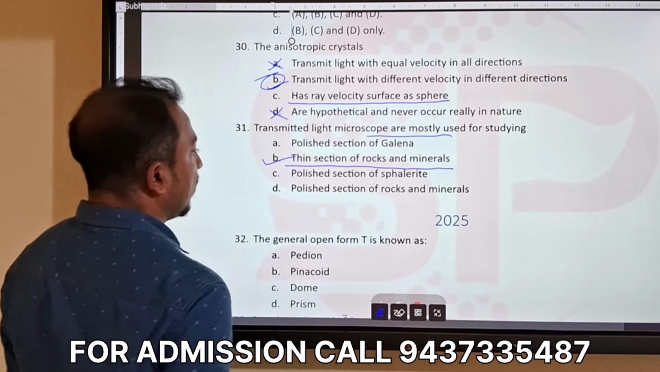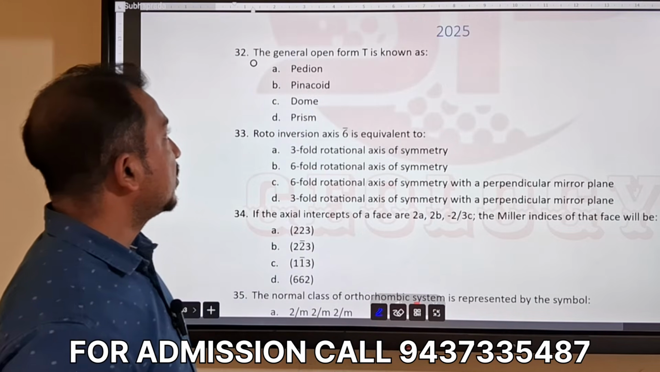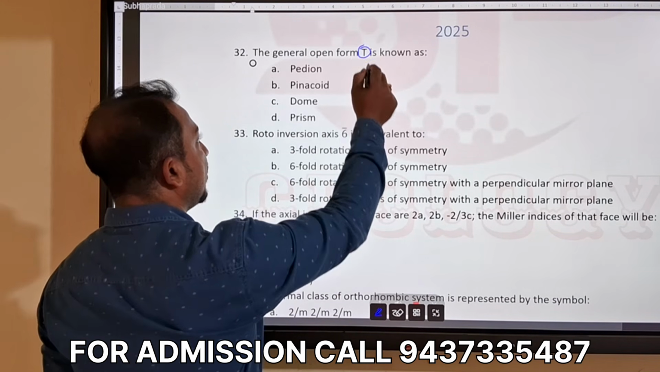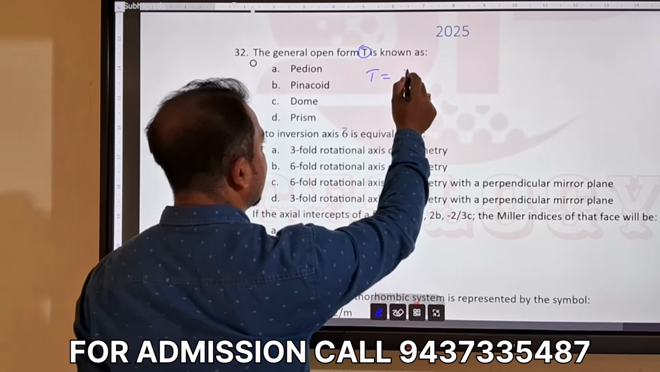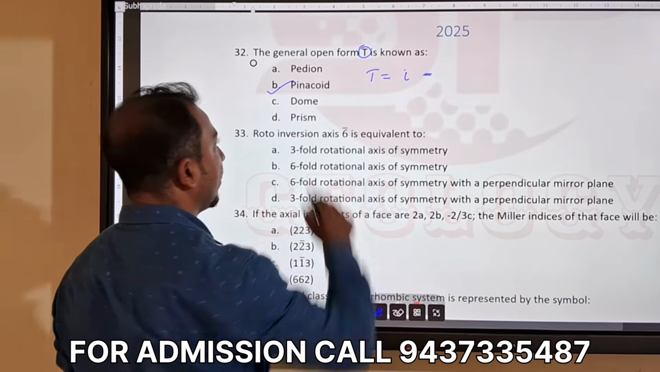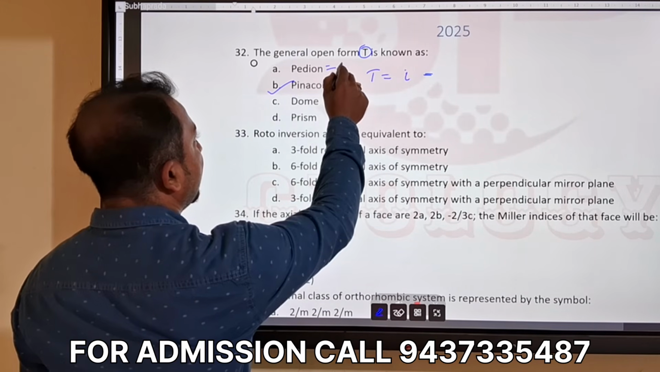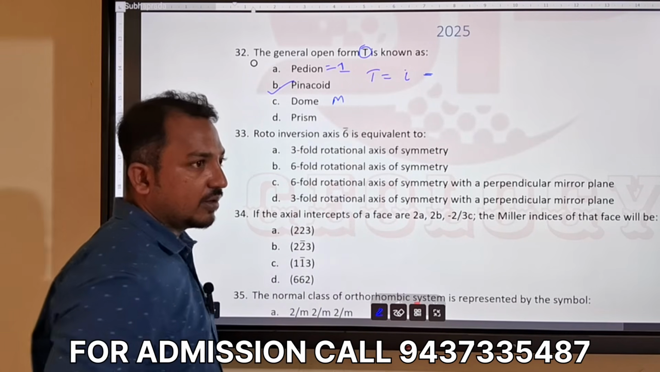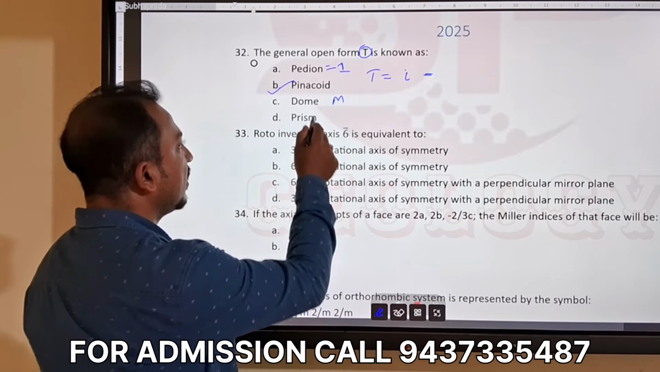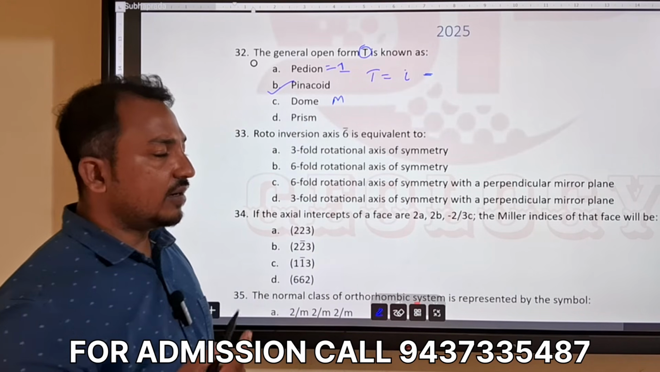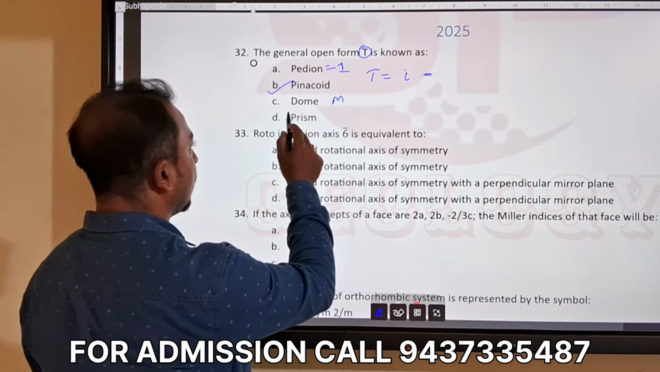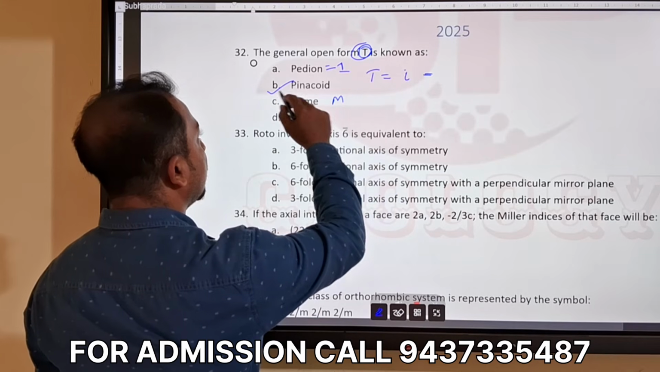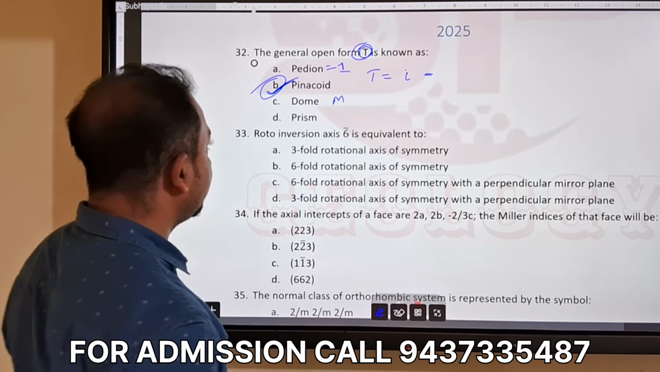So the answer will be thin section of rocks and minerals. When it comes to the general open form, 1 bar is known as, so 1 bar, it is inversion, it is called your pinacoid. Then pedion is 1, dome is m. Prism has a different symbol depending upon the type of prism, whether hexagonal, tetragonal or rhombic. So the general open form of 1 bar is your pinacoid.